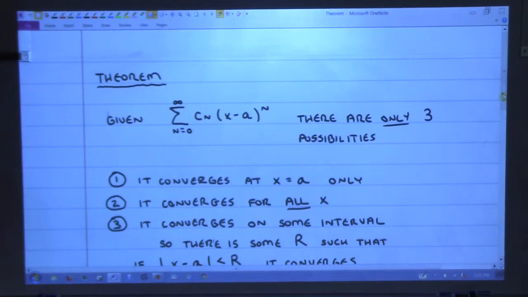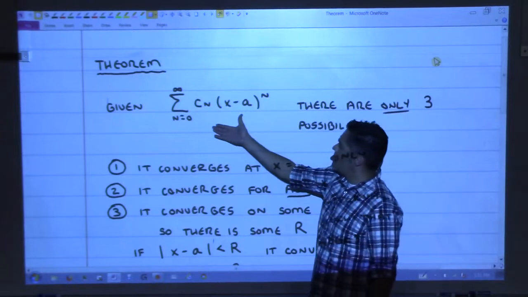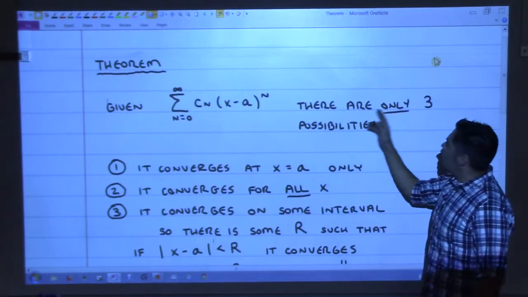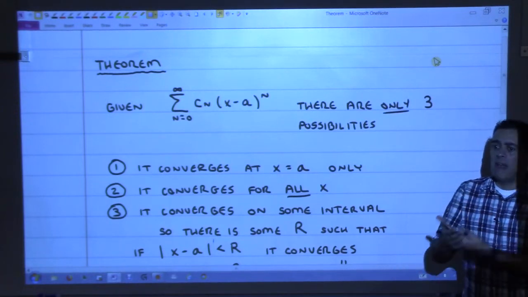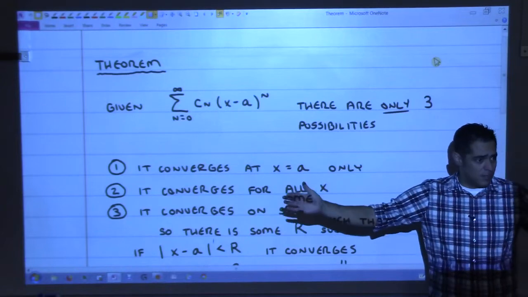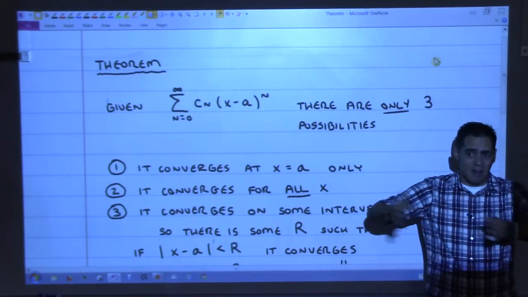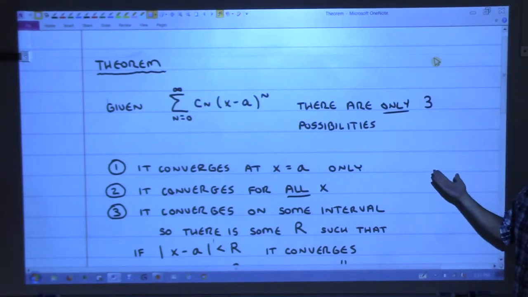The theorem says that if you're given a power series, there are only three possibilities when it comes to where it converges. When we say where it converges, we're talking about the x values, right? Like what x values make it converge. We just saw in the Bessel function all x's worked, so that means the entire number line, everything. But there's only three possibilities.